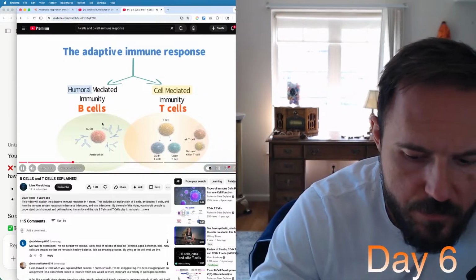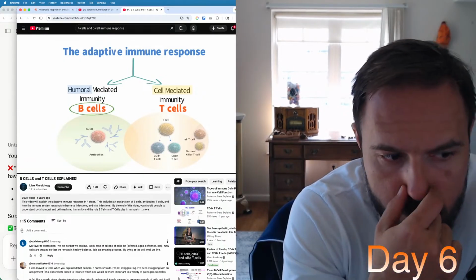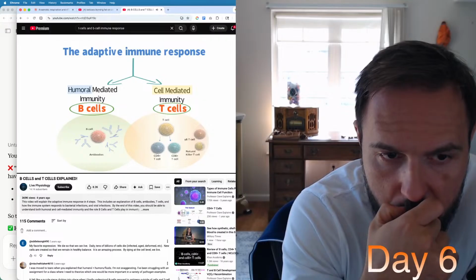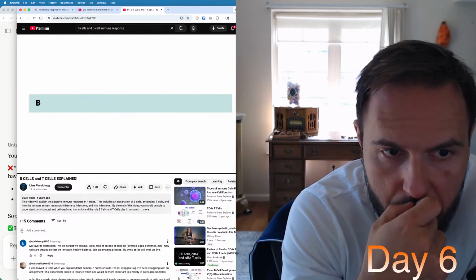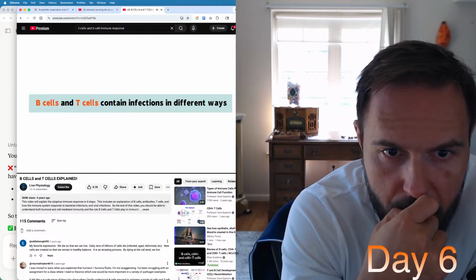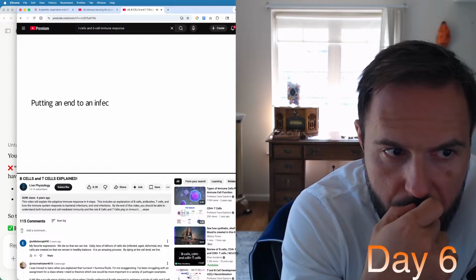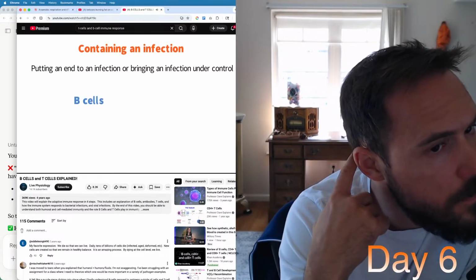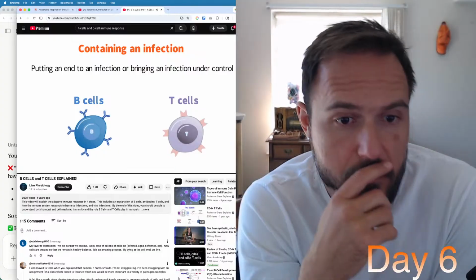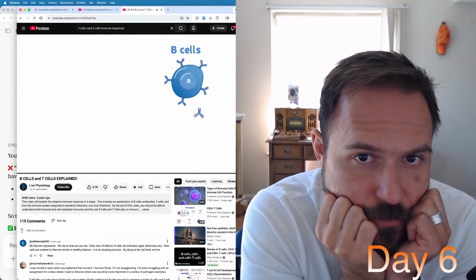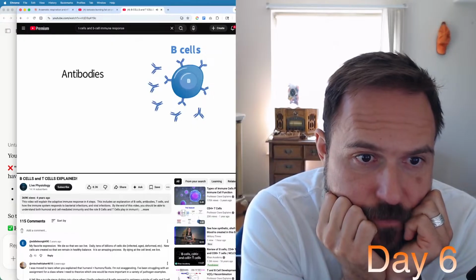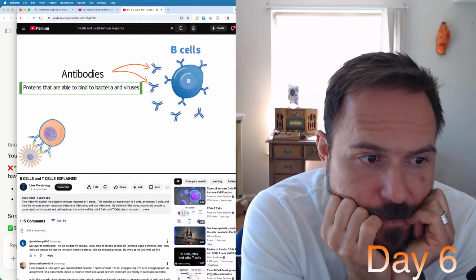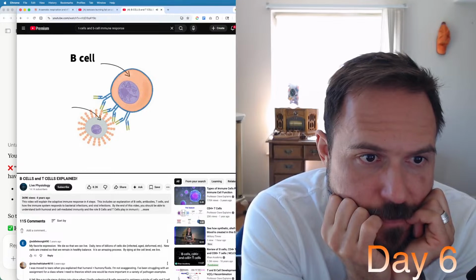Thus, by providing immunity in the fluids of the body through B cells, and by providing immunity from infected cells of the body through T cells, the adaptive immune response is able to provide immunity throughout the human body. Number 3. B cells and T cells contain infections in different ways. In immunology, putting an end to an infection or bringing an infection under control is often referred to as containing an infection. While B cells and T cells are both components of the adaptive immune response, they contain infections in different ways. B cells produce and secrete antibodies. Antibodies are proteins that are able to bind to bacteria and viruses. Antibodies binding bacterial cells or viruses prevents infections from spreading.